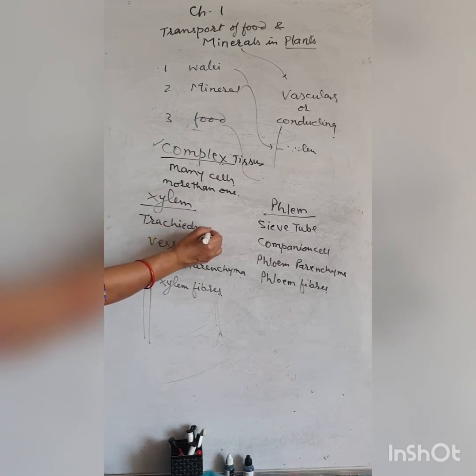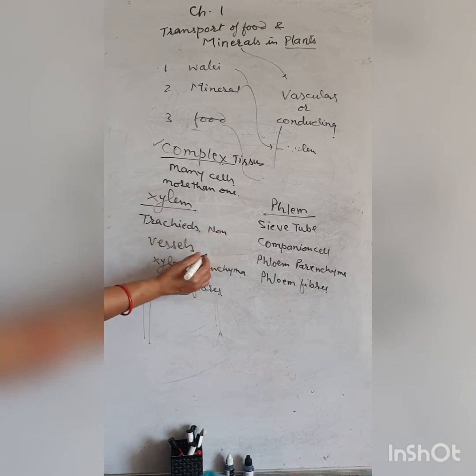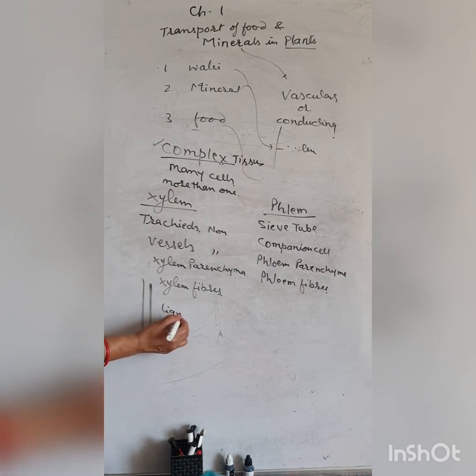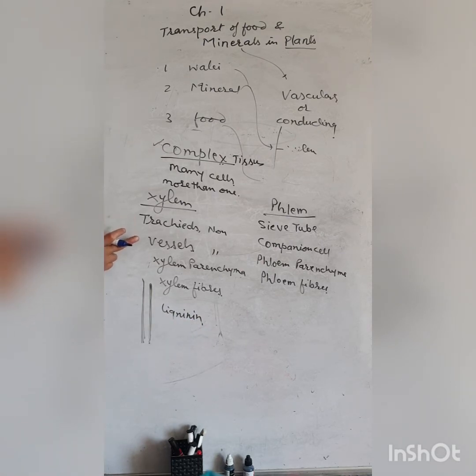Tracheids and vessels are tube-like structures. These are non-living. Vessels are also non-living. They are tube-like structures and they have thick walls. Thick wall means their wall has thickened due to the deposition of lignin. Tracheids, vessels, xylem parenchyma, and xylem fibers are the components of xylem.